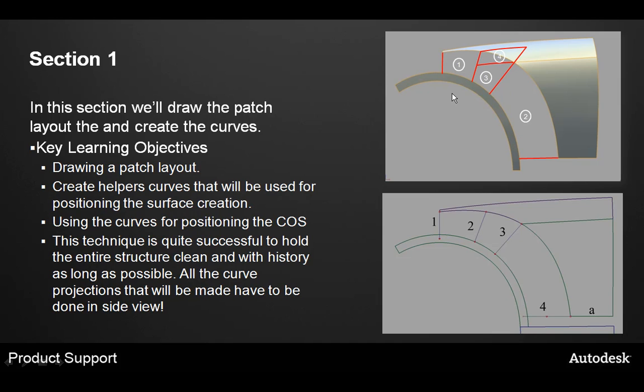Section 1. In this section, we'll draw the patch layout and create the curves. Key learning objectives: draw a patch layout, create helper curves that will be used for positioning the surface creation, using the curves for positioning the curves on surfaces. This technique is quite successful to hold the entire structure clean and with history as long as possible. All the curves projection that will be made have to be done in side view.